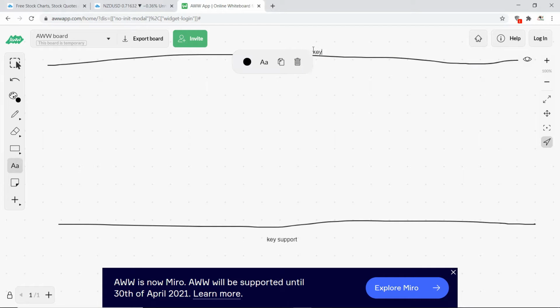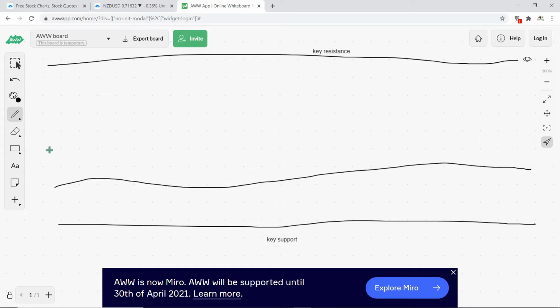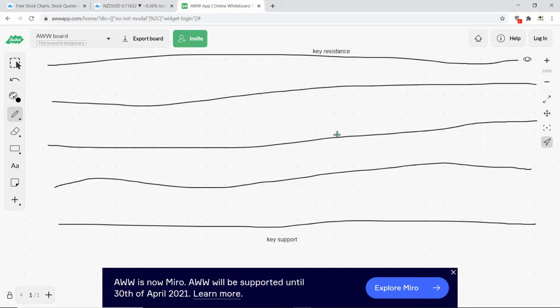Key resistance. So in between the key resistance and the key support is where we now have our minor resistance and minor support. So let's draw them. Bam, bam, bam, right? So I'm saying to you, this is how the market moves, right?